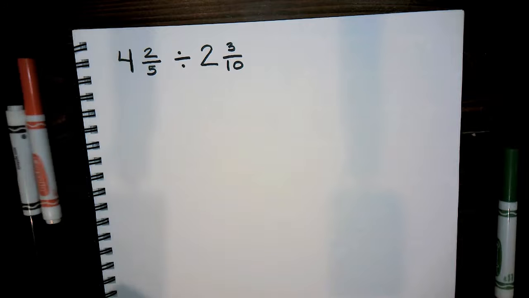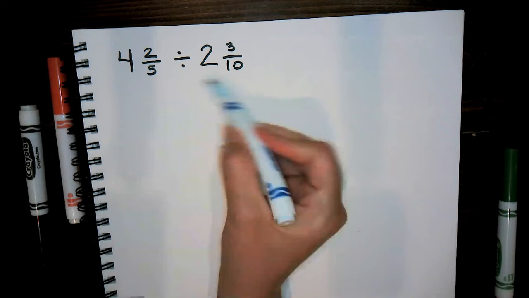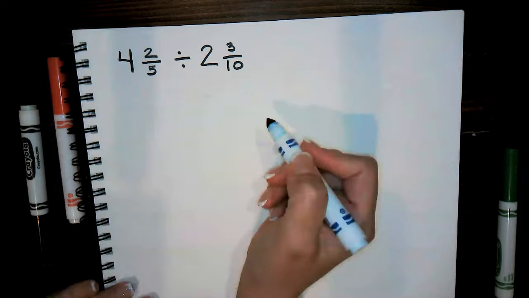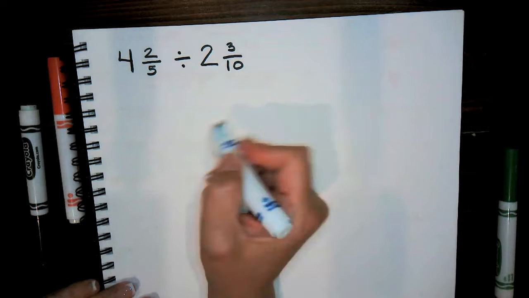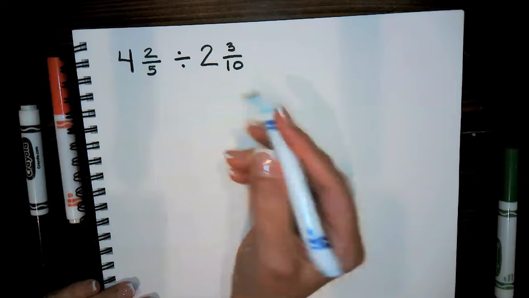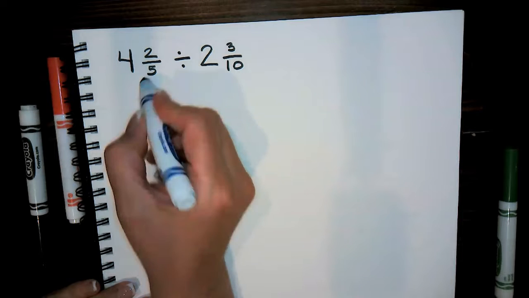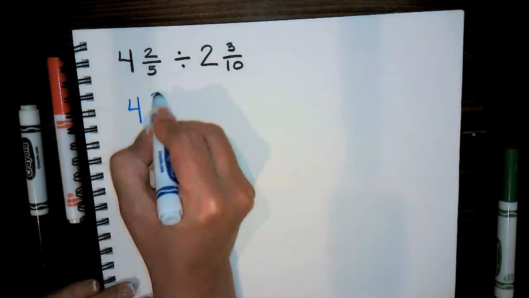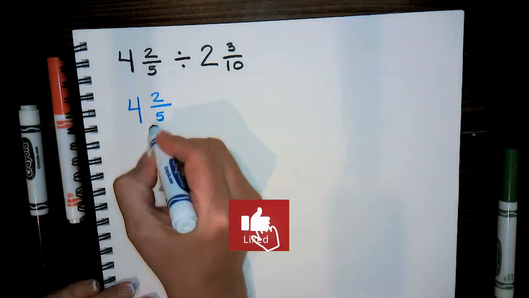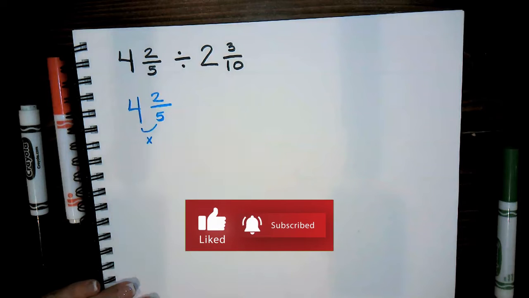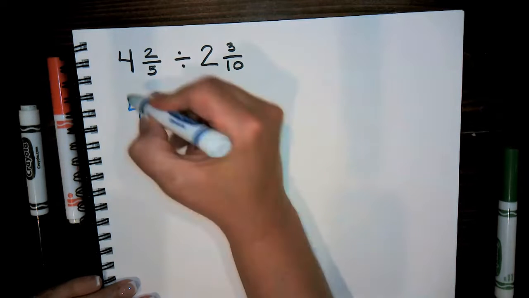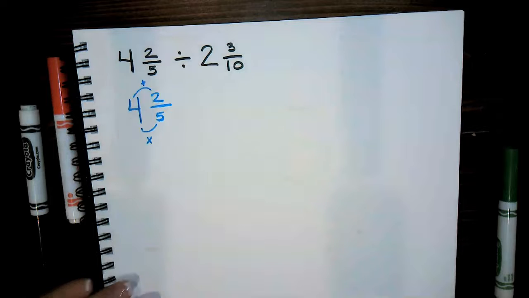In this video, we're going to take a look at dividing mixed numbers. Our first goal is going to be rewriting these as improper fractions. So let's talk about how to do that. We're going to take the 4 2/5. We're going to multiply the 5 times the 4, and then we're going to add the 2.